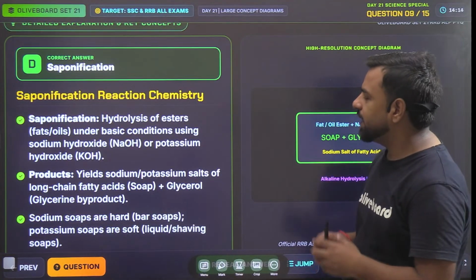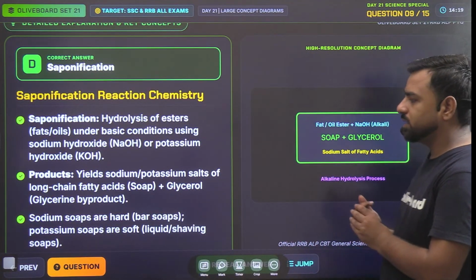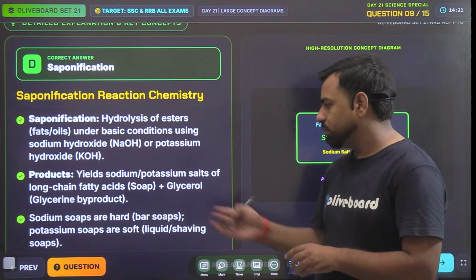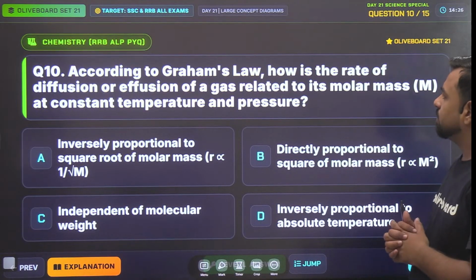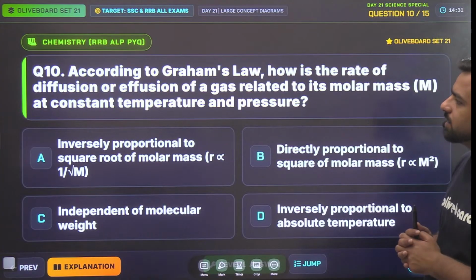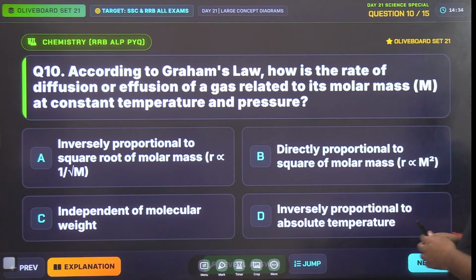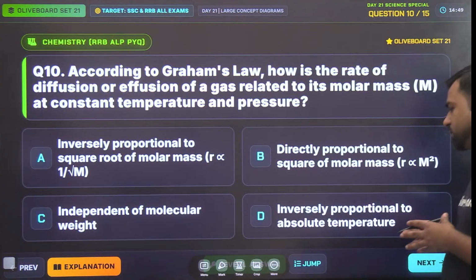Here, hydrolysis of esters under basic conditions using sodium hydroxide or potassium hydroxide. The sodium soaps are hard, potassium soaps are soft. So that's it. Next, according to Graham's law, how is the rate of diffusion or effusion of a gas related to its molar mass at constant temperature and pressure? So you have 4 options. Tell me what you think should be the correct answer. Inversely proportional to the square root of molar mass, directly proportional to the square of molar mass, independent of molecular weight, or inversely proportional to the absolute temperature.